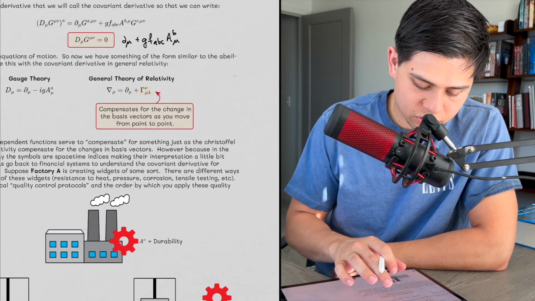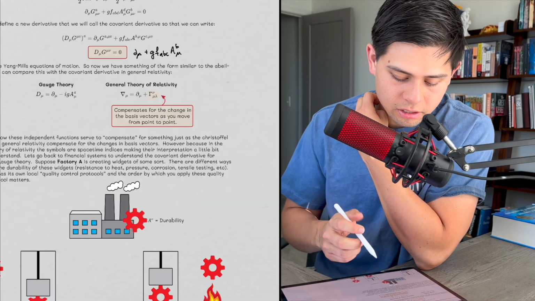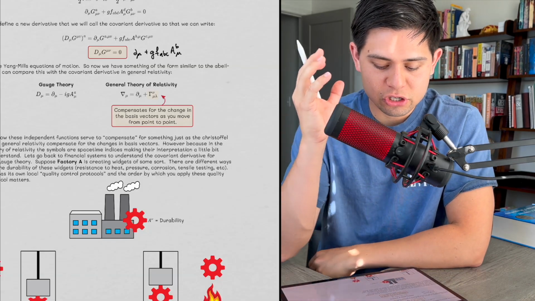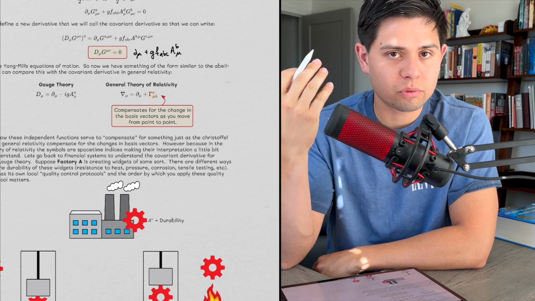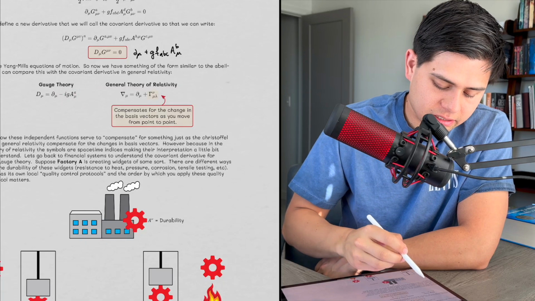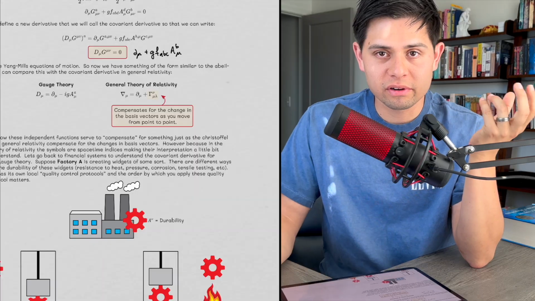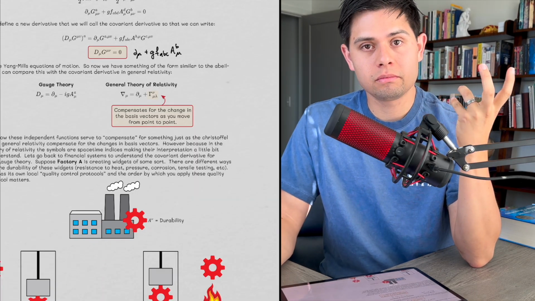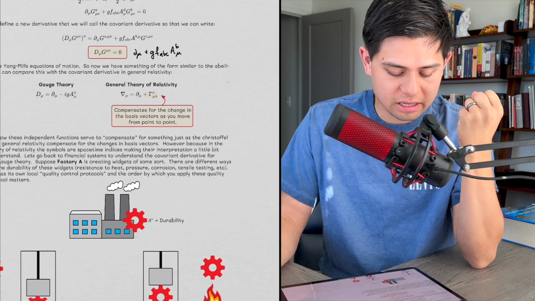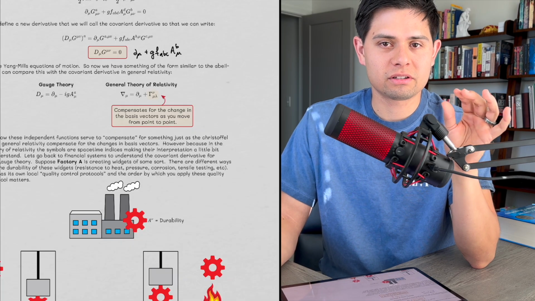We can contrast this with the general theory of relativity, what the covariant derivative looks like there. We have this thing, the Christoffel symbols. These things compensate for the change in the basis vectors as we move from point to point on a manifold. And so we can almost think of these things as compensatory objects that get appended to our normal derivative, and they have some meaning to them. And what we want to do now is actually look at what this term actually does. And a good model for this is going to be an economic model.